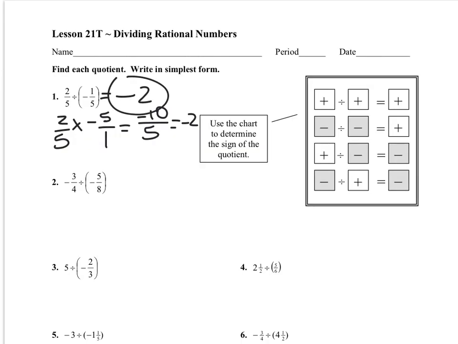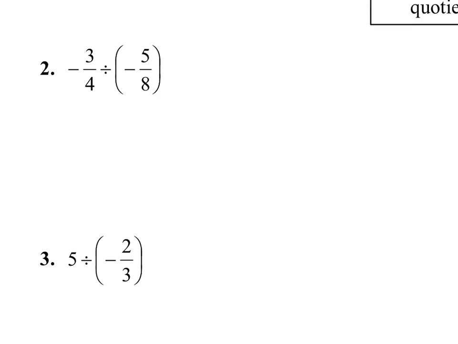Okay, let's go on. For number 2, we've got -3/4 divided by -5/8. So we have a negative divided by a negative. A negative divided by a negative is a positive. And then here we go. Let's divide. So we have -3/4. Let's go ahead and flip the second fraction to its reciprocal, so 8/5, and it is still negative. When we flip the second fraction to its reciprocal, the division becomes multiplication.